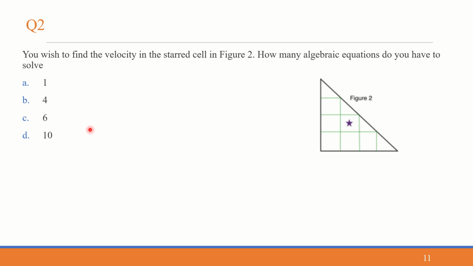Alright. So now since it is a triangular flow problem, we will be solving equations in each of the cells. So we need to count the number of cells. Only then will we be able to get the correct answer. So here it is 1, 2, 3, 4, 5, 6, 7, 8, 9 and 10. So we have 10 cells. So the answer is option D. 10 is the right answer.